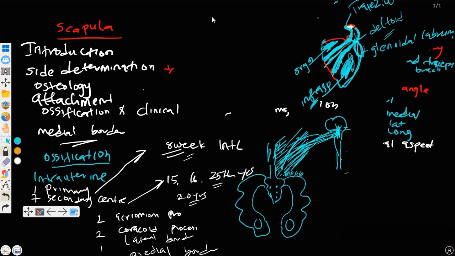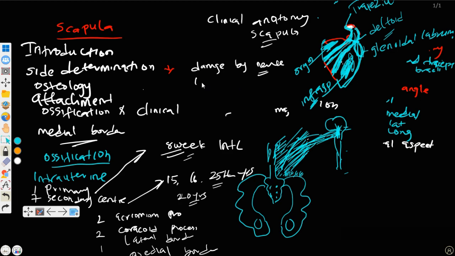Next is the clinical anatomy of the scapula. The scapula can be affected by nerve damage, especially of the nerve that is supplying the muscles around the scapular region. If this nerve is damaged, it is going to cause paralysis of the muscle, because the nerve is what acts for the function of this muscle. The muscle will become paralyzed and weak, and it cannot perform its action again.